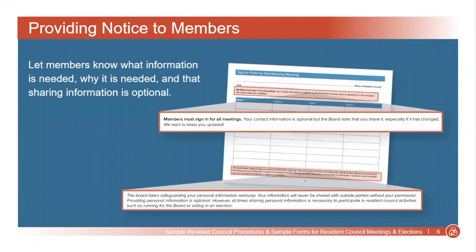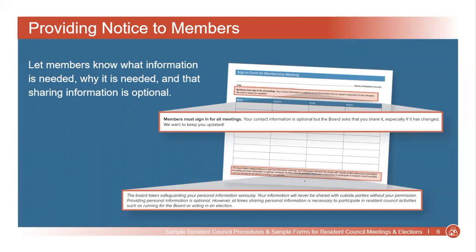When collecting personally identifying information, the resident council should let members know what information is needed, why it is needed, and that sharing information is optional. The sample forms include a statement that you can use. As you can see on the sign-in form for membership meetings, it states that while members must sign in for all meetings, contact information is optional.